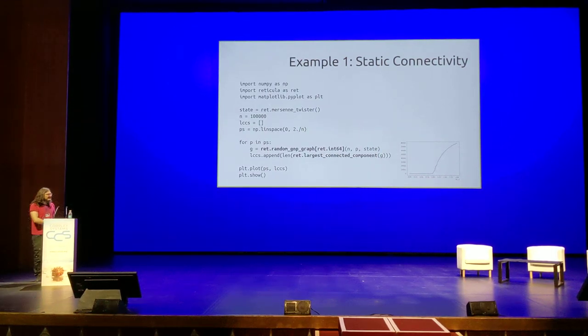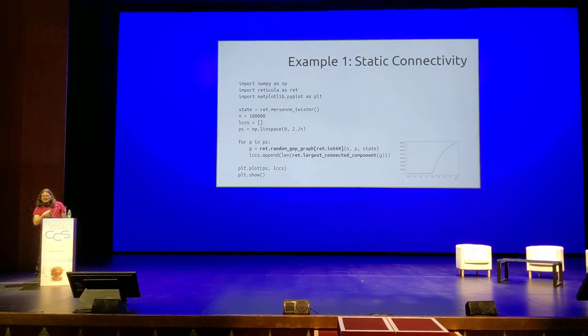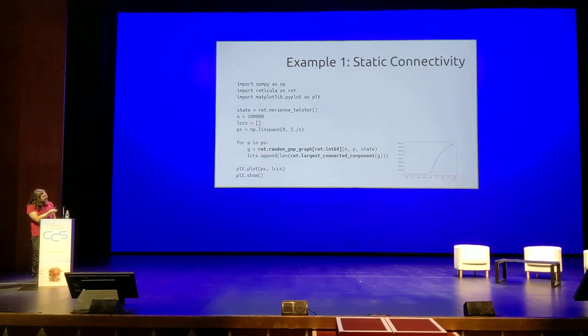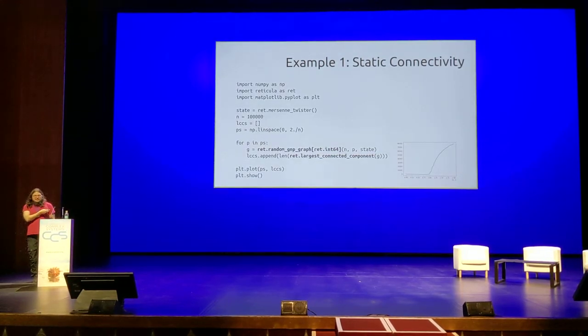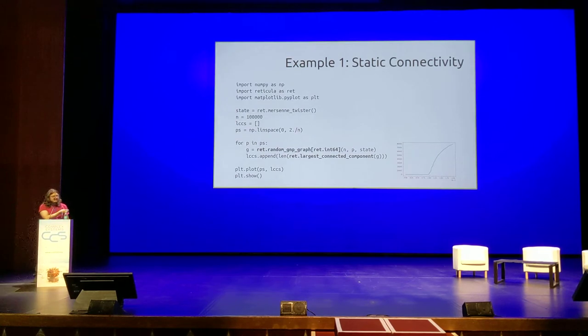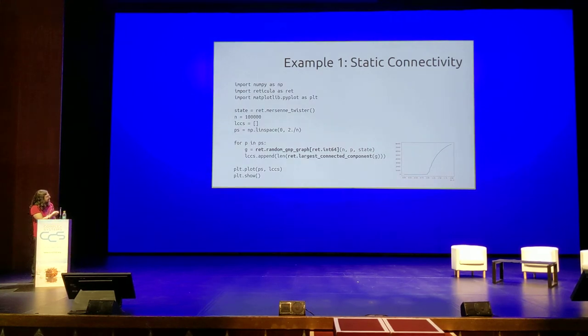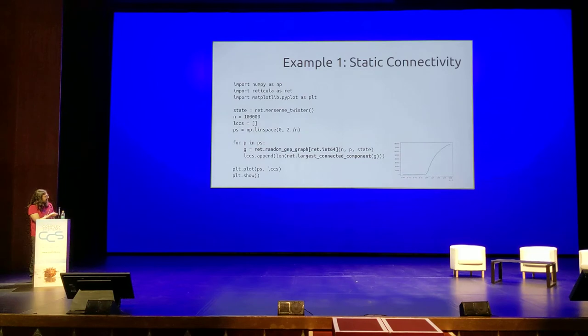Getting to a more simple kind of example that we can build up from. This is a very classic example: the emergence of largest giant components on Erdős–Rényi networks, G(n,p) networks. The code is very simple. The operating part is these three lines here.